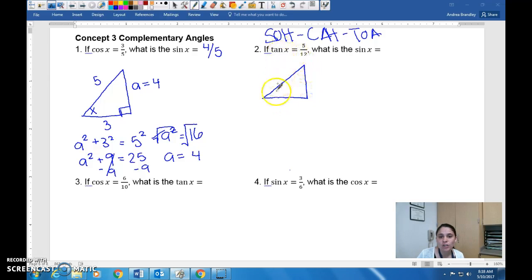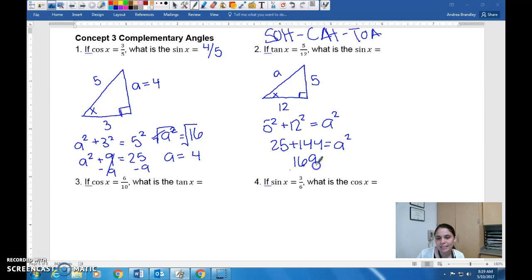So this is the tangent of x, so we'll call this x. Tangent is opposite, so my opposite is 5, over adjacent, so my adjacent is 12. So this time it's the hypotenuse that I'm missing. So I'm going to go ahead and use that Pythagorean theorem. So I have 5 squared plus 12 squared equals a squared. So then I have 25 plus 144 equals a squared, and 25 plus 144 is 169.